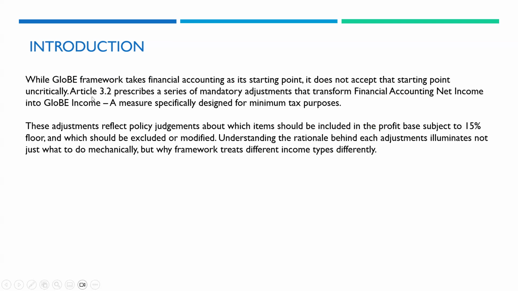Article 3.2, which we will be discussing in whole today, prescribes a series of mandatory adjustments that transform financial accounting net income into GloBE income, a measure specifically designed for minimum tax purposes. These adjustments reflect policy judgments about which items should be included in the profit base subject to the 15% floor and which should be excluded or modified. Understanding the rationale behind each adjustment illuminates not just what you do mechanically, but why the framework treats different income types differently. So it's all about rationale.